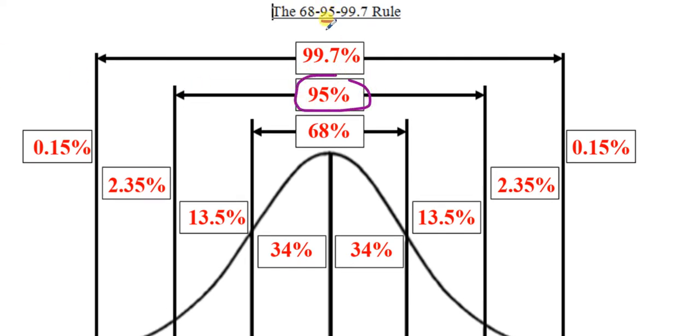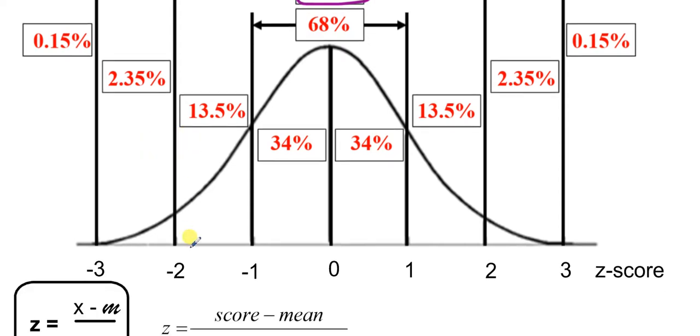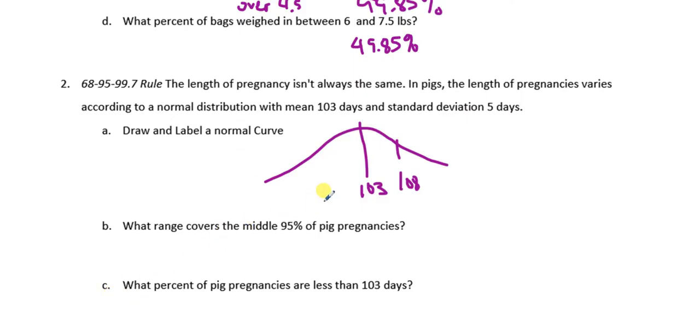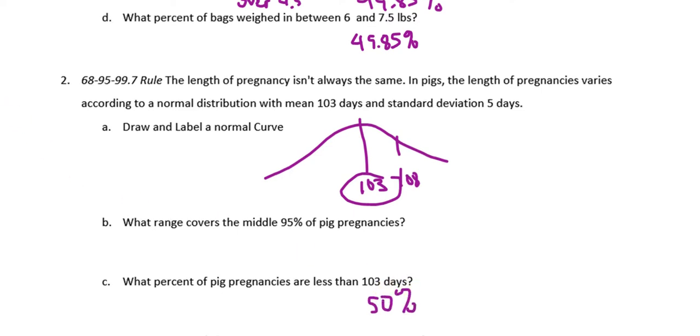That's why it's called the 68, 95, 99.7. So it's from -2 to 2. So from 2 standard deviations below would actually be, we would be subtracting 10 days and adding 10 days. So 93 to 113 days. Less than 103, that's the mean. So less than, that'd be 50%. I wasn't even going to do that problem, and it was so easy that I did it anyway.